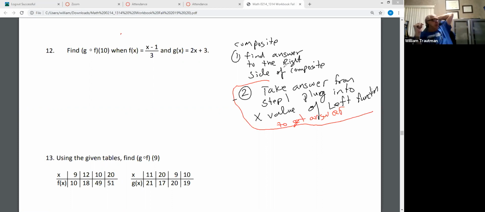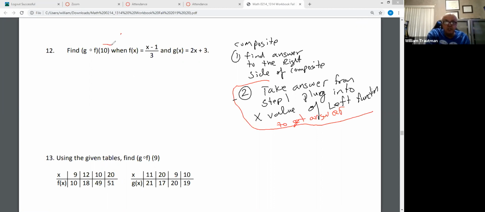Type it into the chat box if you get something for step 1. I think I got that. There we go. Everybody else is sleeping.